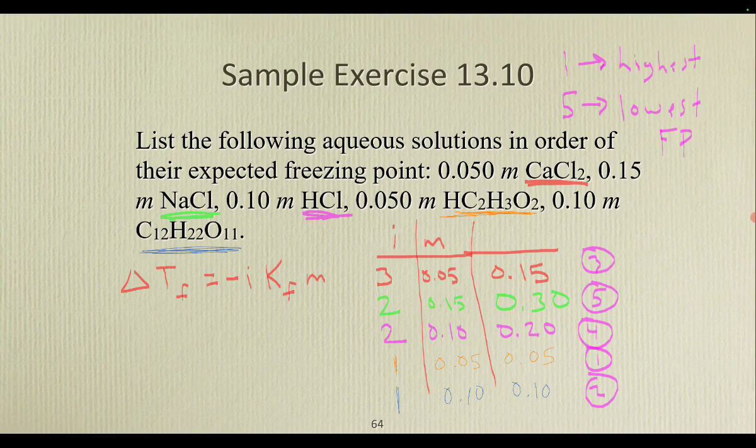So with this one, it's not perfect, because again with i, not necessarily going to be exactly, and it actually won't be 3 for the calcium chloride, but we can use that as a thought exercise to think about how these different substances, the number of particles, is going to affect the freezing point of that solution.